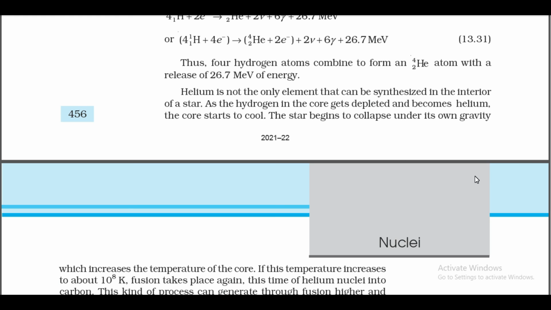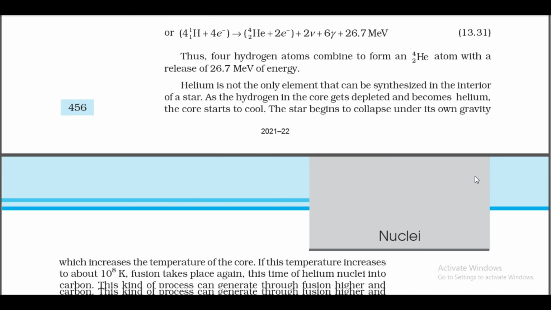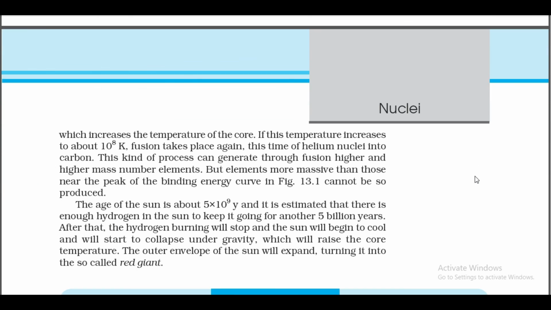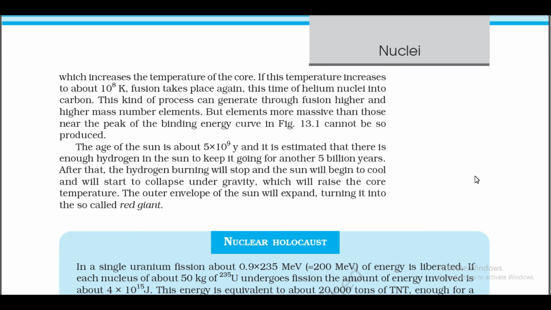Helium is not the only element that can be synthesized in the interior of a star. As the hydrogen in the core gets depleted and becomes helium, the core starts to cool. The star begins to collapse under its own gravity, which increases the temperature of the core. If the temperature increases to about 10^8 Kelvin, fusion takes place again, this time of helium nuclei into carbon. This kind of process can generate through fusion higher and higher mass number elements, but elements more massive than those near the peak of the binding energy curve in figure 13.1 cannot be so produced.